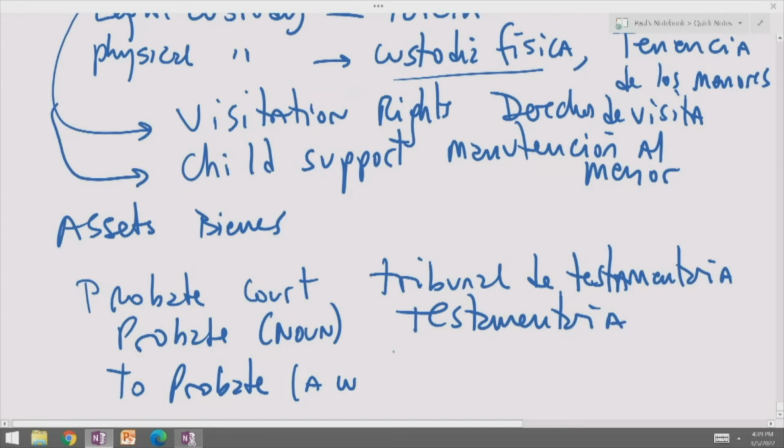Oops, give me a second. And in this case it is validar un testamento.